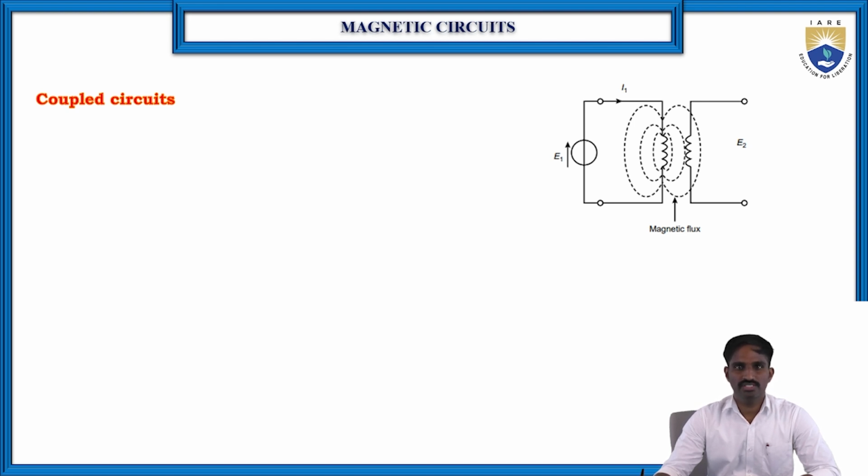Coupled circuits are when two circuits are placed nearby. Let us consider this is circuit 1 and this is circuit 2. We have placed these two circuits near to each other, so that the magnetic flux produced by one circuit is linking with the other circuit. Due to this flux linkage, an EMF is produced in the other circuit, which is the secondary circuit. This happens because of the coupling between the two circuits, which is magnetic coupling.